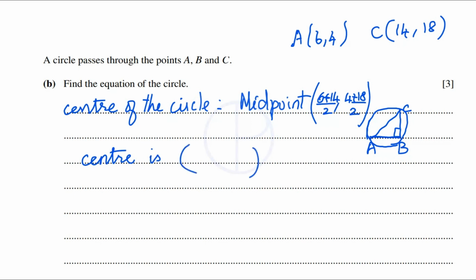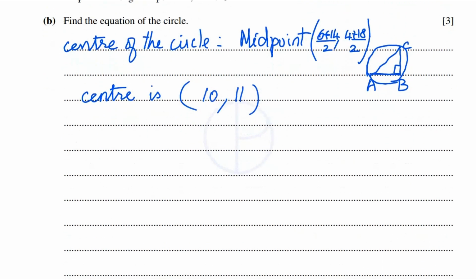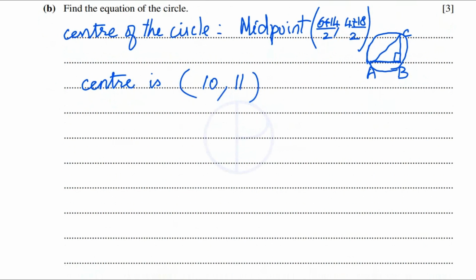6 plus 14 is 20. 20 divided by 2 is 10. 4 plus 18 is 22. 22 divided by 2 is 11. So (10, 11) is the center of the circle. Now we need to find the radius.